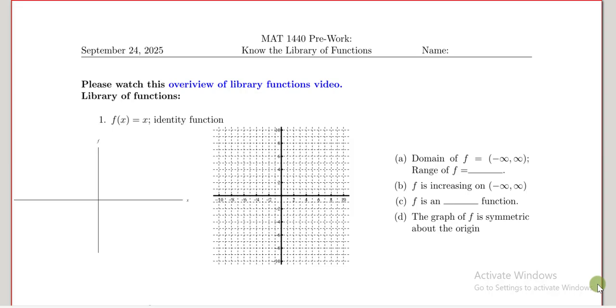Okay folks, so in this video the objective is the title. We want you to know your library of functions, as it's often called. This is a collection of functions that we want you to know so well that you ought to have them just flat out memorized. In math I try to memorize as little as possible, but these are the building block functions from which so much else is built that it is absolutely essential to have these functions memorized.